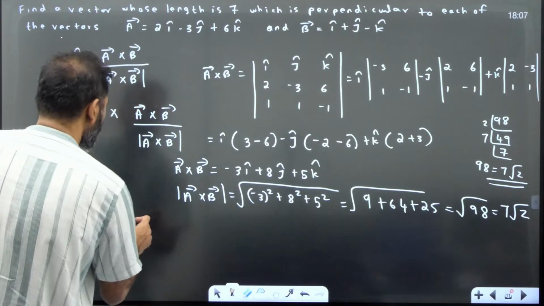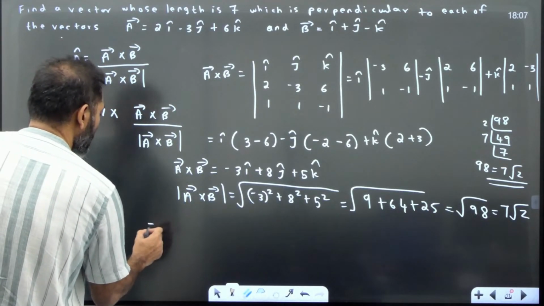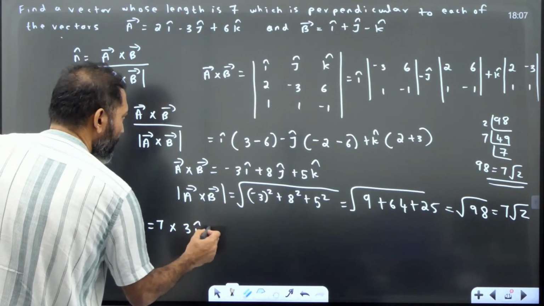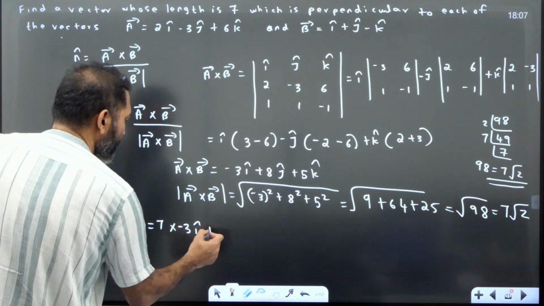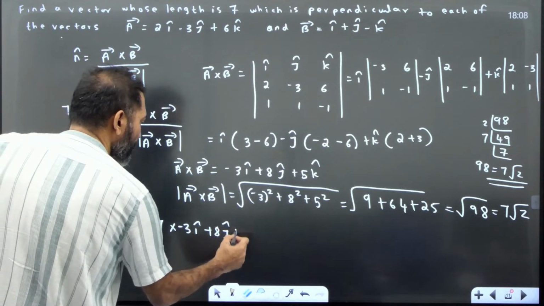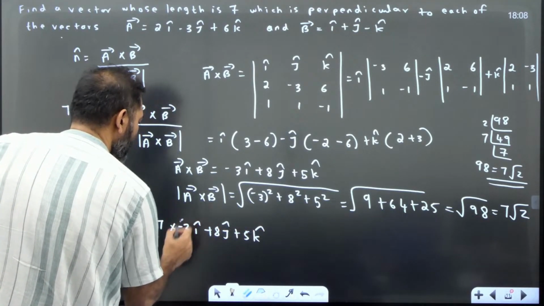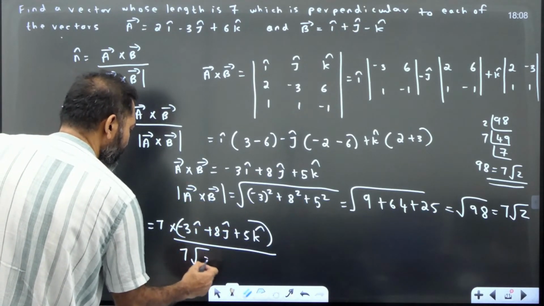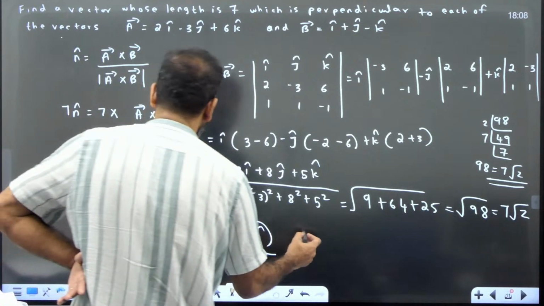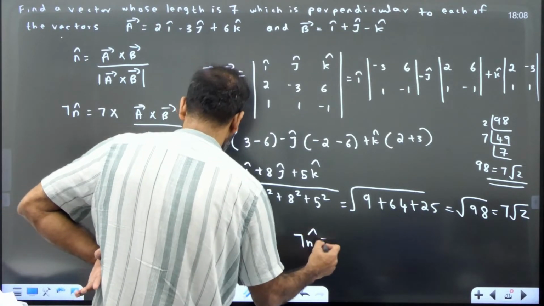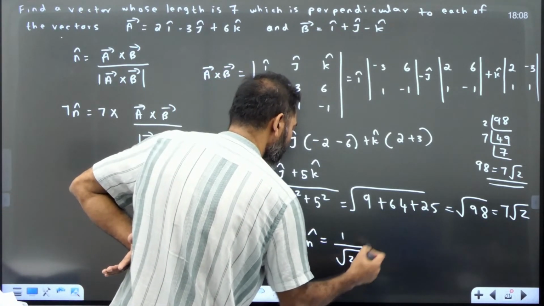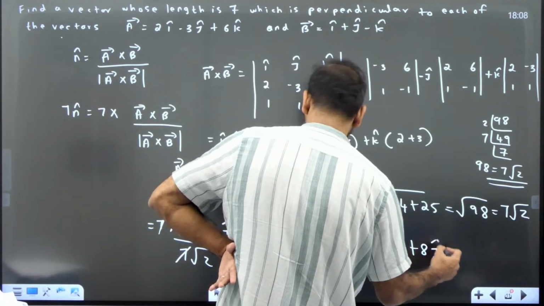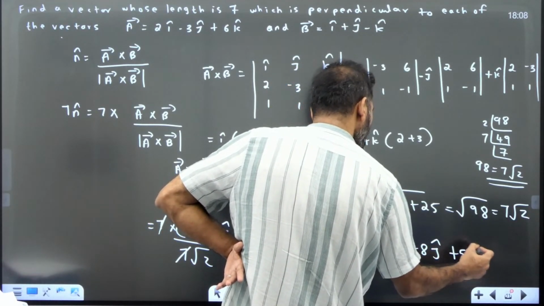Now, what is 7 n cap? So, what is the answer? 7 into A vector cross B vector, that is minus 3i cap plus 8j cap plus 5k cap, divided by the magnitude of A vector cross B vector, which is 7 root 2. So, 7 and 7 cancel. So, what is the answer? 7 n cap is 1 by root 2 into minus 3i cap plus 8j cap plus 5k cap. This will be the answer.